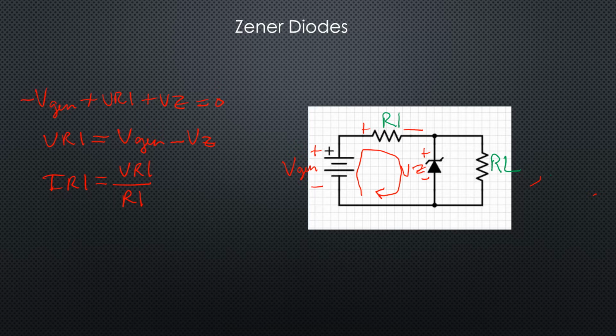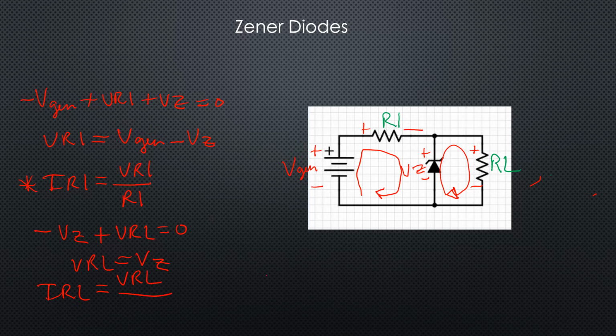Now, let's see if we can figure out what IRL is. If we write a loop equation here, we know the polarities are here. Write another loop equation. We've got minus Vz plus VRL equals 0. So we can see that VRL is equal to Vz. So now we can find IRL. It's going to be equal to VRL divided by RL.